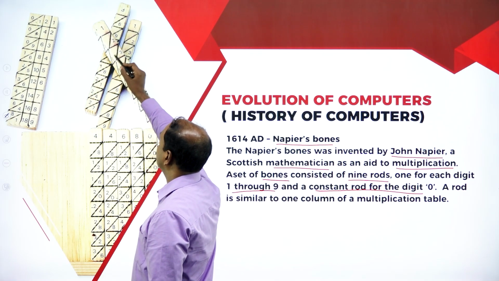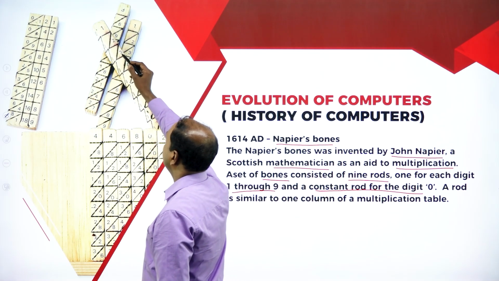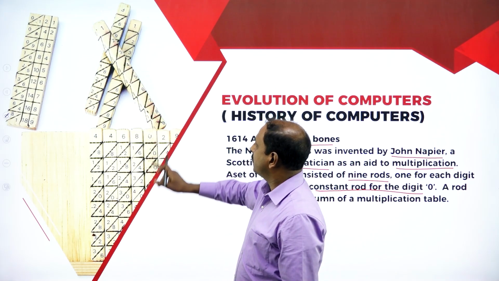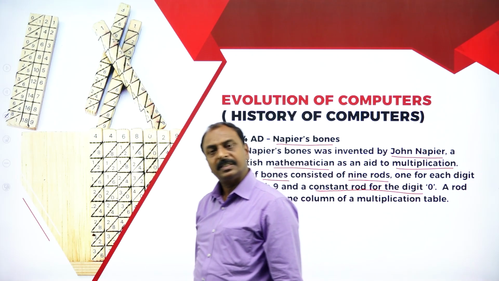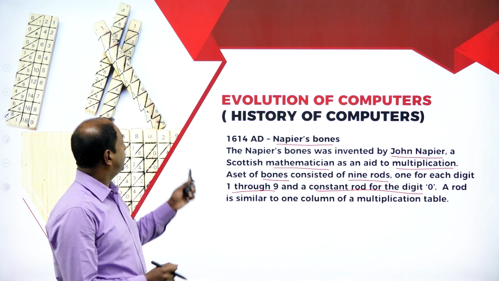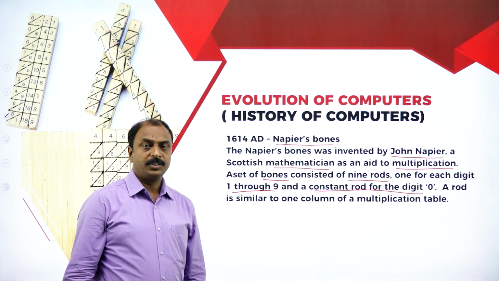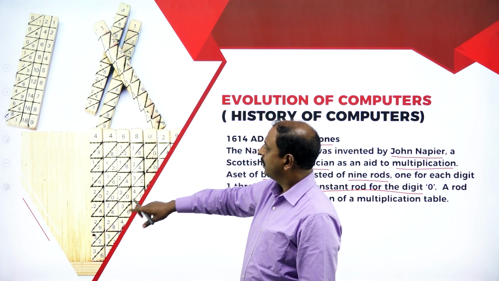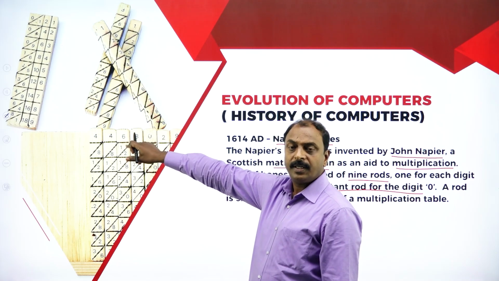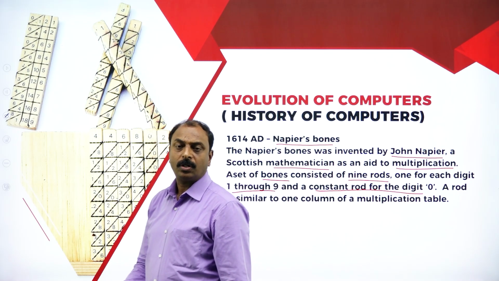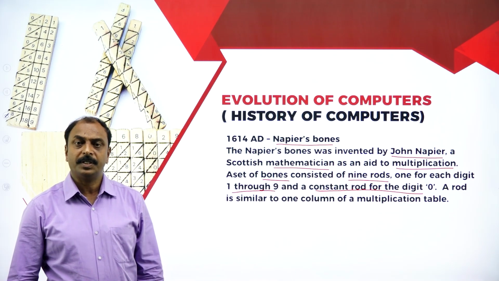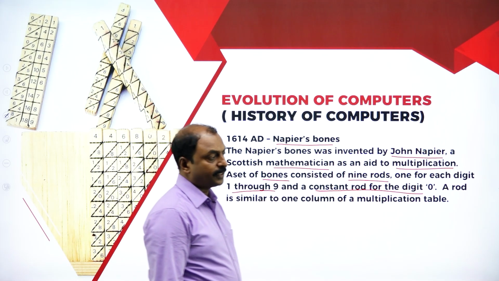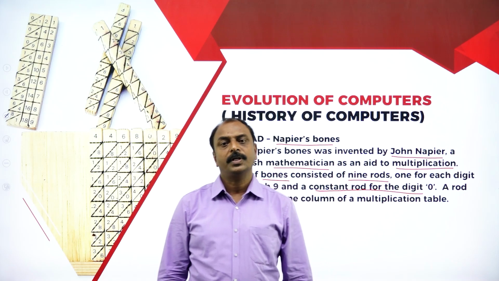They were divided into a number of sections, and each box or each digit was divided into 2 more subdivisions. So this is the setup of Napier's bones. By arranging these rods in a definite order, people used to multiply 2 numbers. So this is one of the devices in the history of computers.